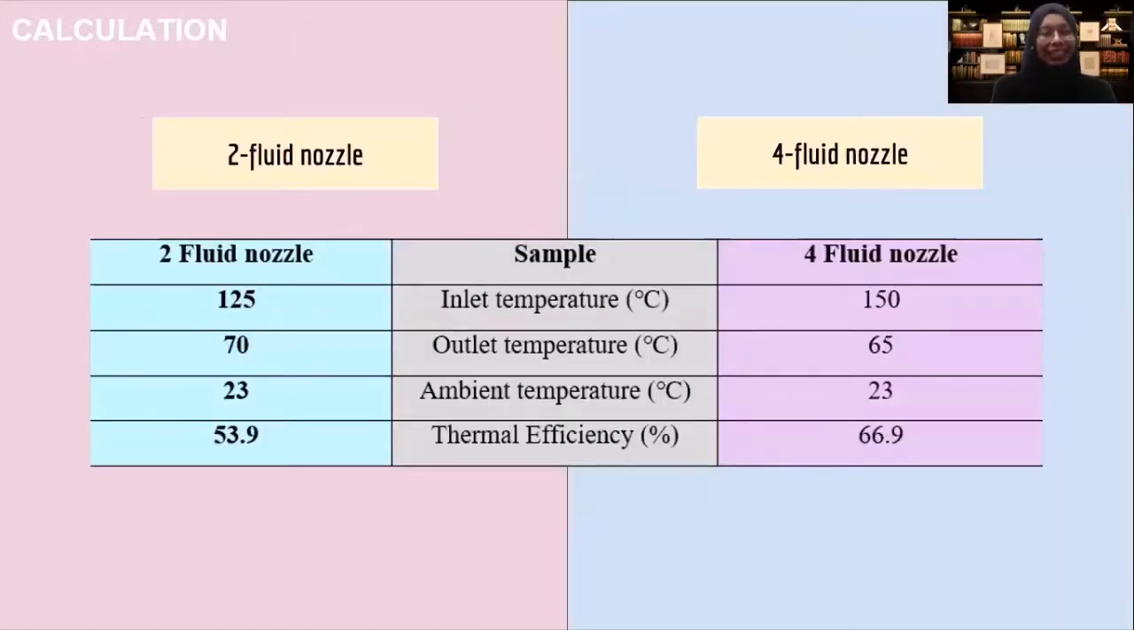According to the journal that we found, we have compared the 2 fluid nozzle and the 4 fluid nozzle, and this is the result. The inlet temperature for the 2 fluid nozzle is 125 and for the 4 fluid nozzle is 150. The outlet temperature for both is different, which is 70 and 65. But the ambient temperature for both is 23 Celsius, which is the same. So at the end, we get the result: the thermal efficiency for the 2 fluid nozzle is 53.9, and for the 4 fluid nozzle is 66.9, which is higher than the 2 fluid nozzle.